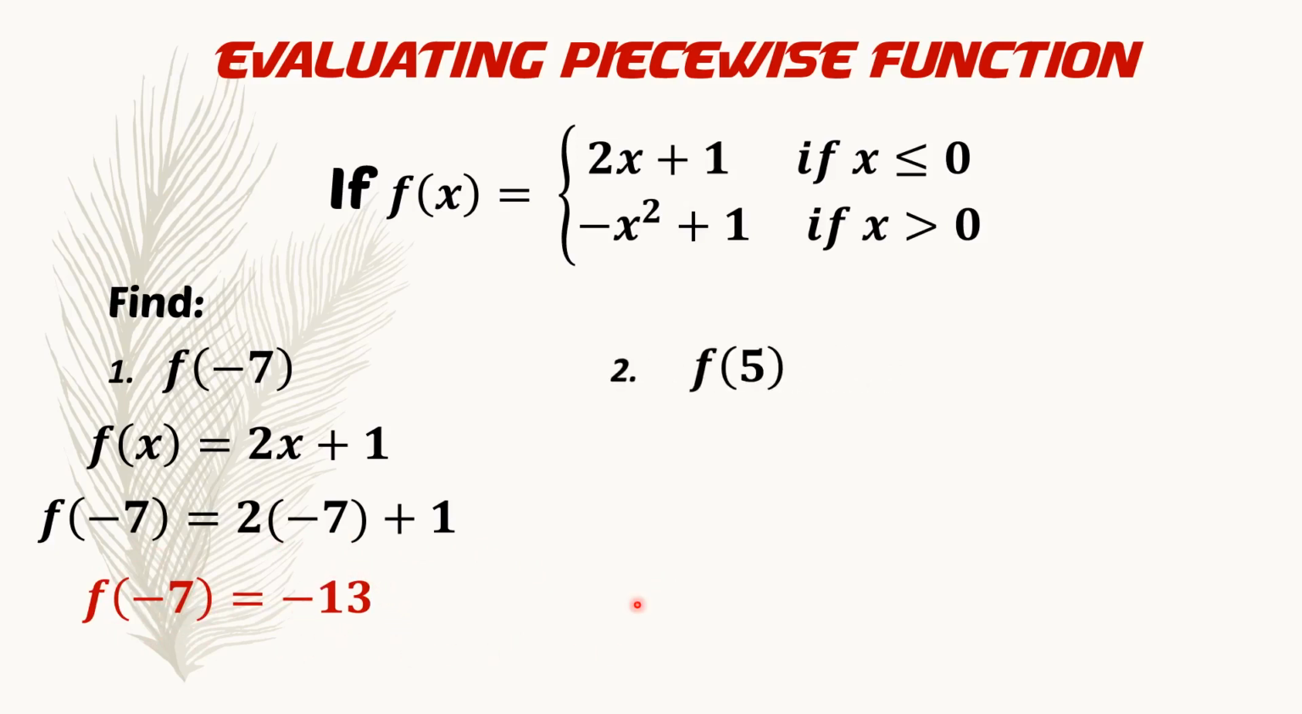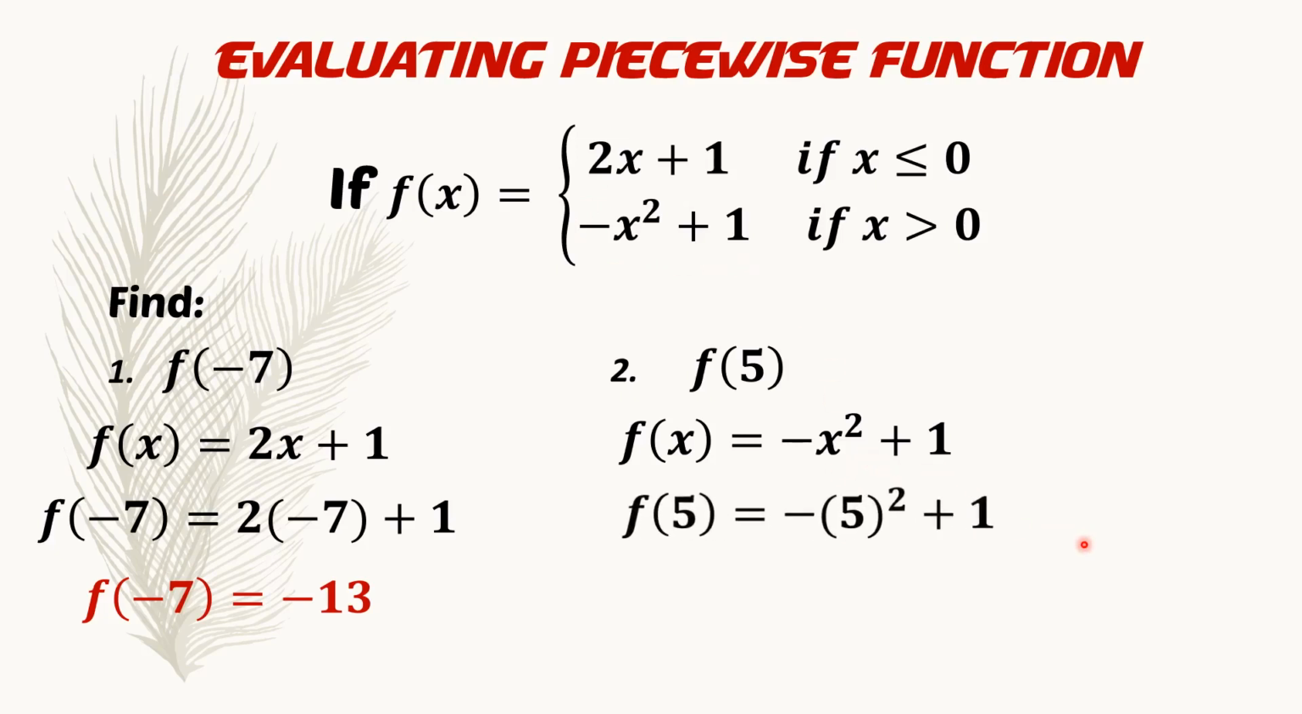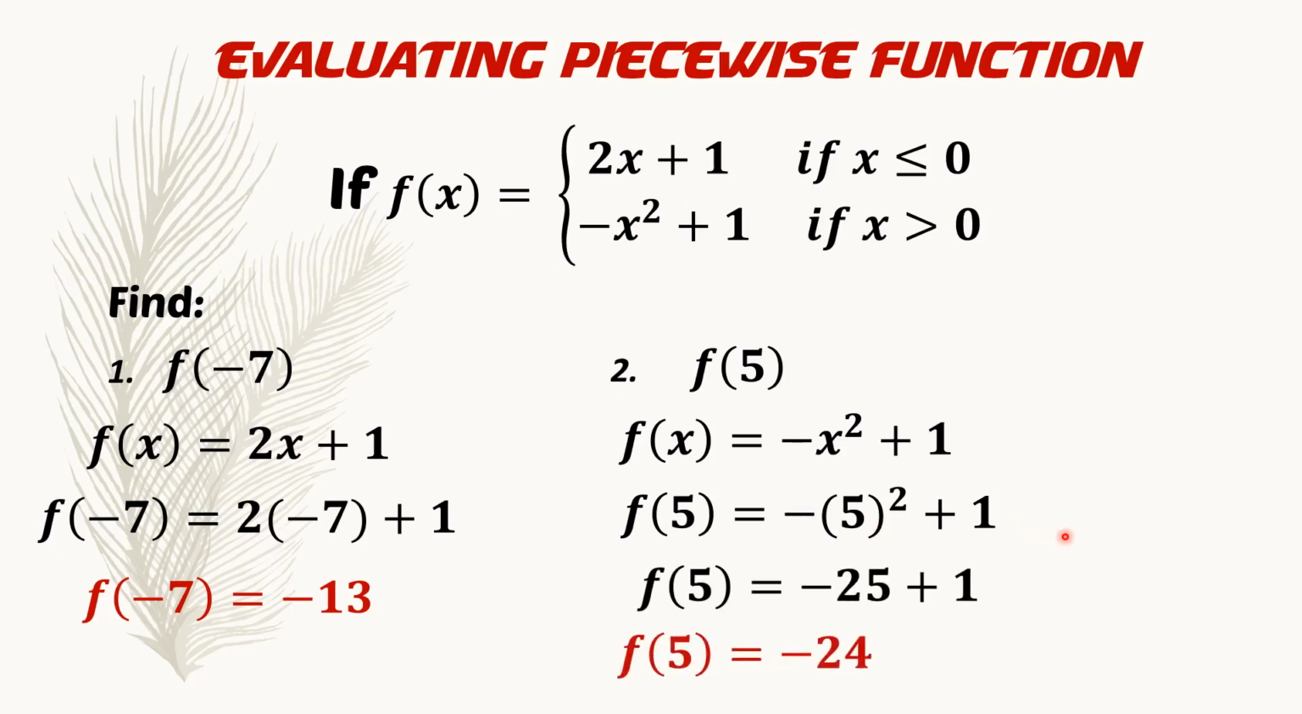Okay, let's have another example. Let's find f of 5. Since 5 is greater than 0, we will be using the second equation, negative x squared plus 1. Again, substitute. The value of x is positive 5, so we will enclose only the positive 5 in parentheses, and then we have 5 squared, that will be positive 25, times the negative outside, that will give you negative 25 plus 1. So f of 5 is equal to negative 24. This will be your final answer. This is how you evaluate a piecewise function.